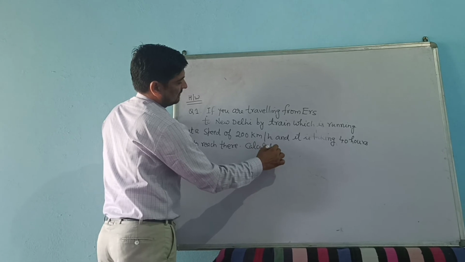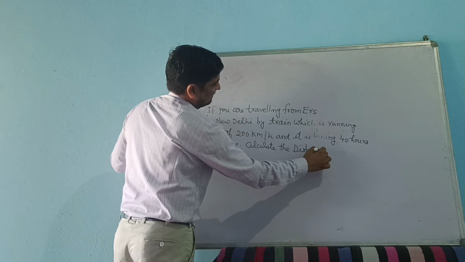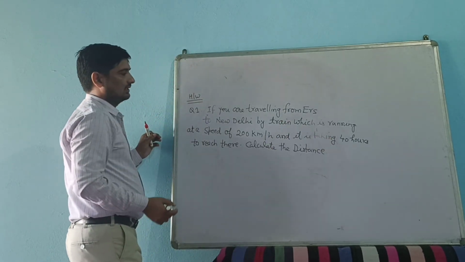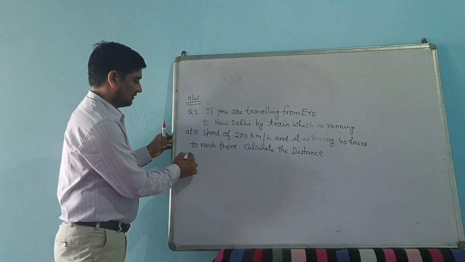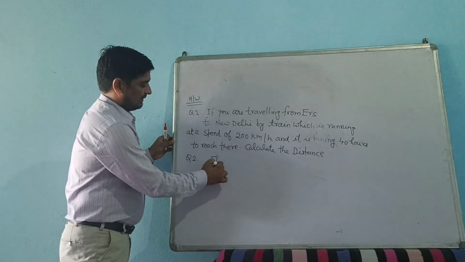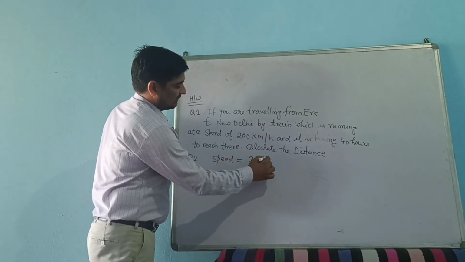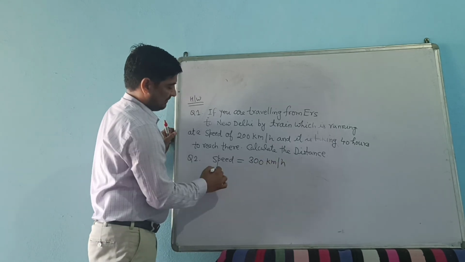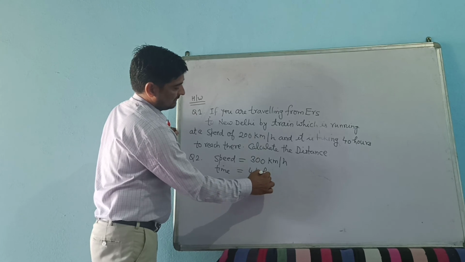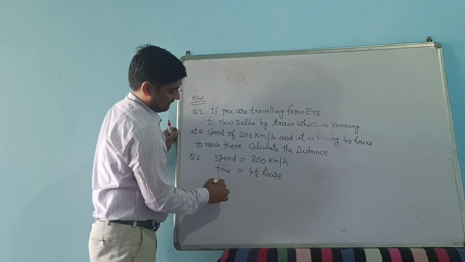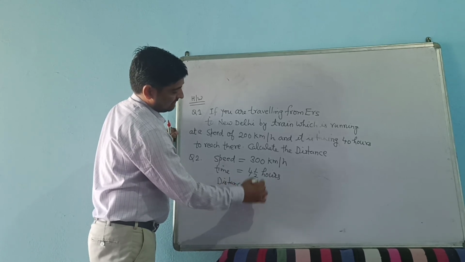Calculate the distance. So in this question you have to identify what all things are given to you and what things you are going to calculate. Another one small question. Speed is given 300 km per hour. Time is given 4.5 hours, and you can calculate distance. What is the distance that object is going to cover?